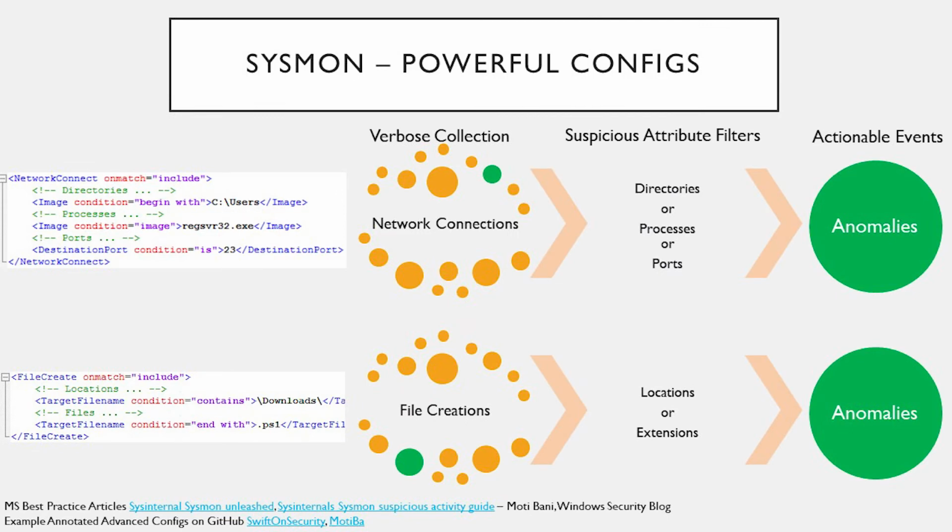And so in terms of some powerful configurations that can be done, you could take all that huge set of network connections and look at suspicious attributes such as directories, processes, or ports and limit it to just the actionable anomalies. So if something is happening in the Users group and you see regsvr32 in there, then you might think that it's somebody trying to bypass AppLocker, or if you see port 23, you might think somebody's using Telnet. And then on the other side, you could have file creation. You can look at different locations and extensions for anomalies, see if there's particularly dangerous files, see if there's PowerShell scripts coming out of the Downloads folder, etc.